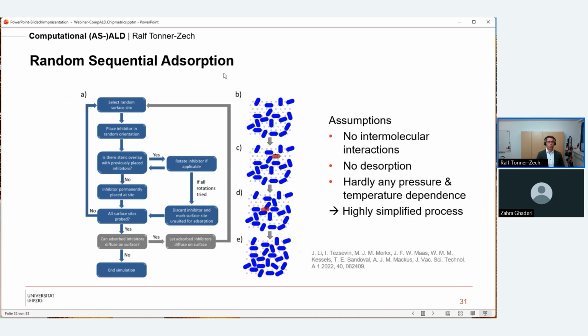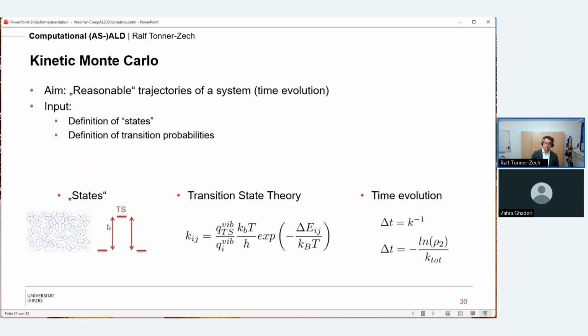A simplified version of this kinetic Monte Carlo idea is a very popular method at the moment in ALD modeling. It's called random sequential adsorption. It's been put forward by Boam Lee as the first one, and then Atri Marcos also has their own implementation. And the idea is that you get rid of these transition states.